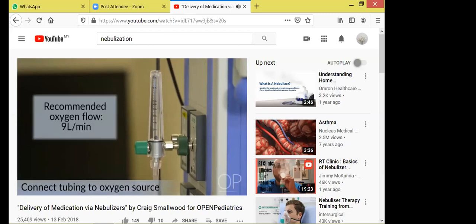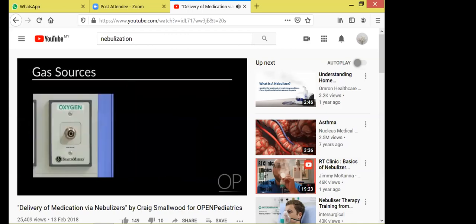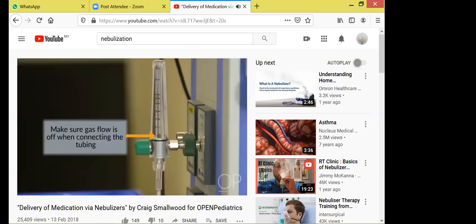However, it doesn't necessarily matter what type of gas. It could be 100% O2, air, heliox, etc. You'll need to exercise good clinical judgment to determine the appropriate gas for your treatment. Often, patients receive 100% oxygen if there are no contraindications, simply because this is the most readily available compressed gas in most institutions. But importantly, make sure that the gas flow is not running when you connect it.